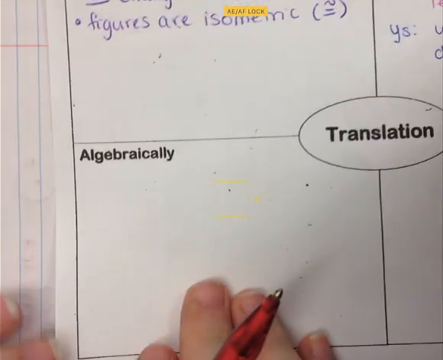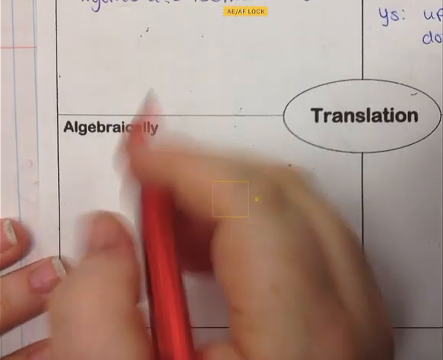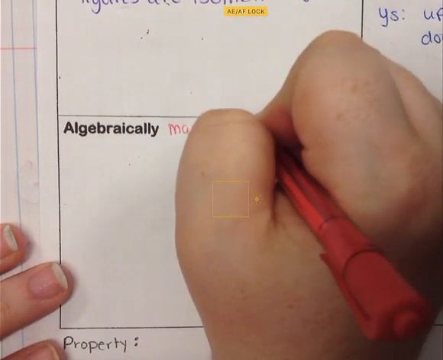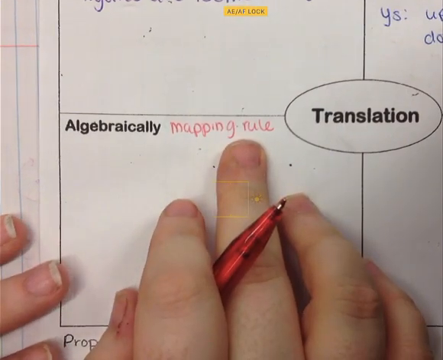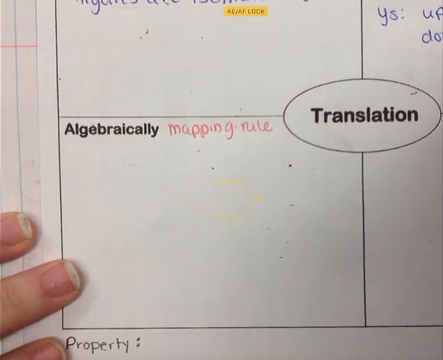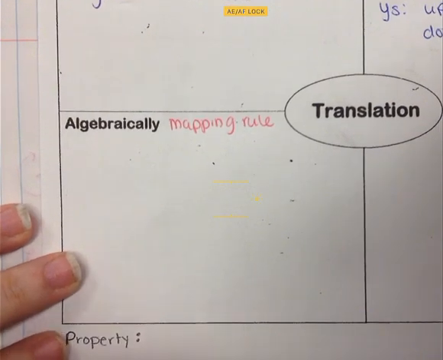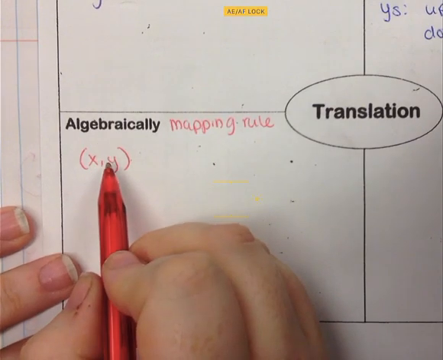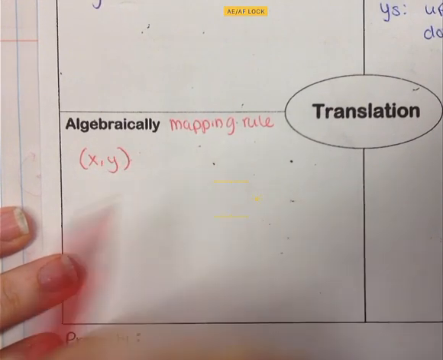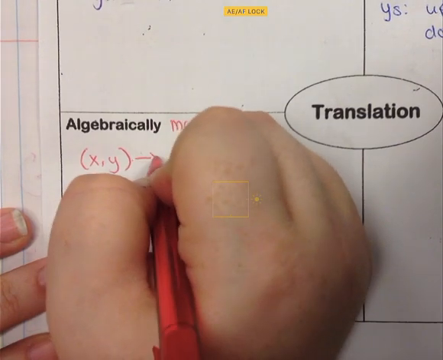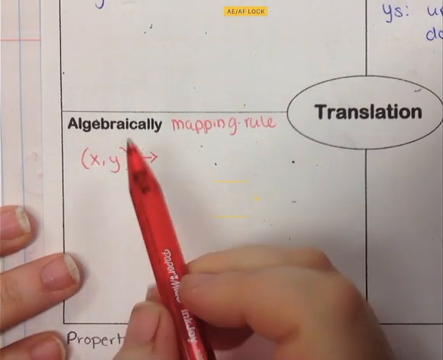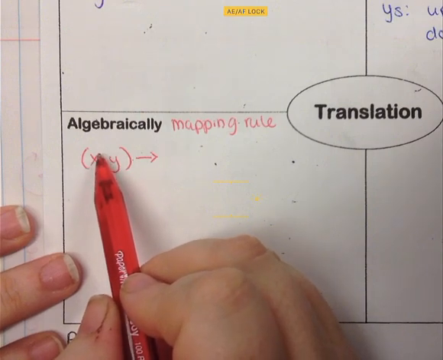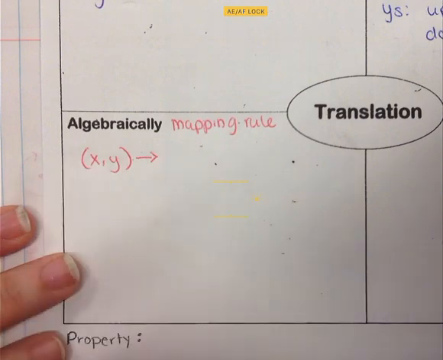Going on to the algebraically. Algebraically is actually our mapping rule. And this is the rule that you will always need to know, the mapping rules. Because it's function notation, we're going to be using x, y, which is our pre-image coordinate, and we're going to transform it into our image coordinate. So it's going to map to our image coordinate. What this is doing is asking, how are we transforming the pre-image coordinate to become our new image coordinate?